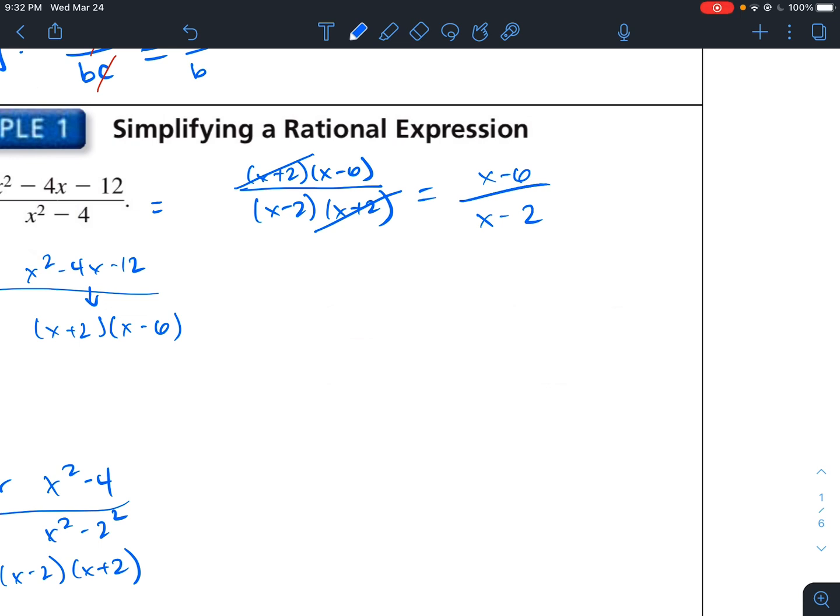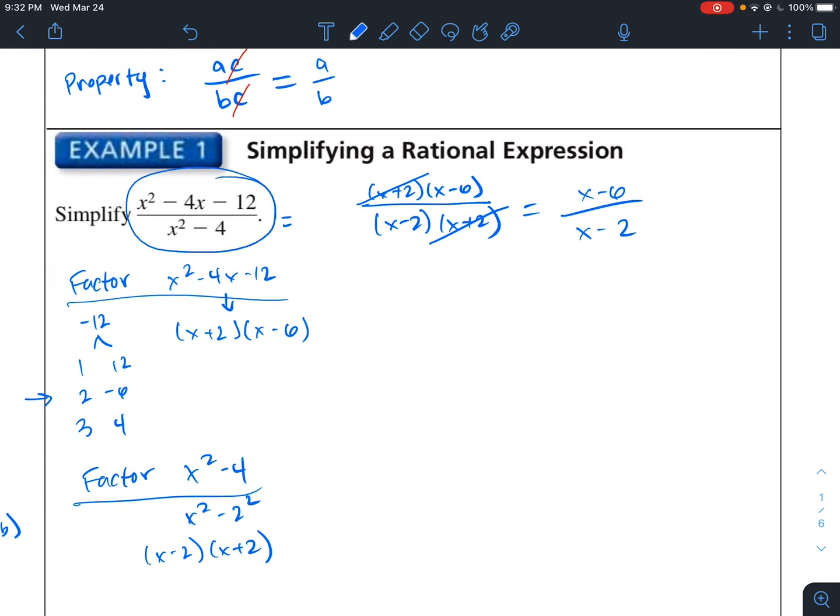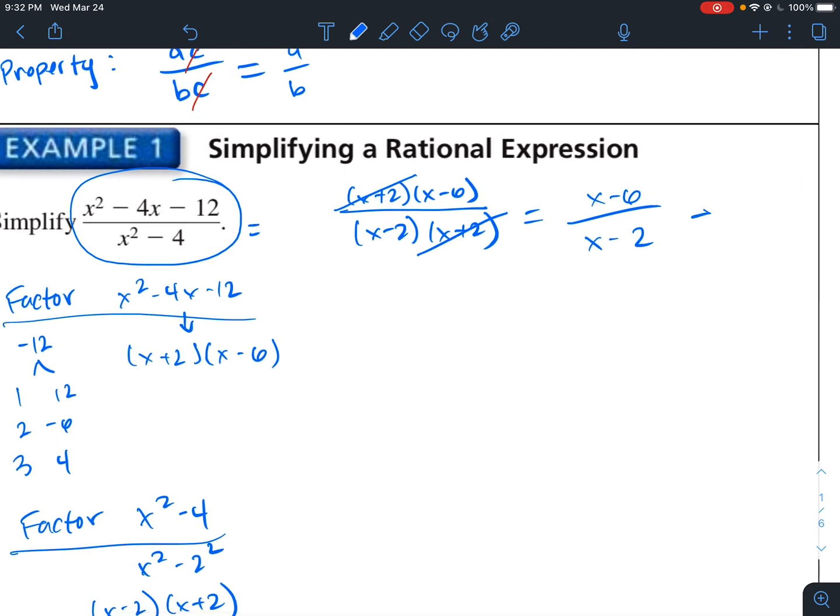Now the original function right here is undefined. So the function is undefined whenever the denominator is 0. This denominator would be undefined if x was equal to negative 2. So we have to make sure that we state that x cannot equal negative 2. That's a domain restriction. So we need to make sure that we understand that in this rational expression, x cannot equal negative 2.